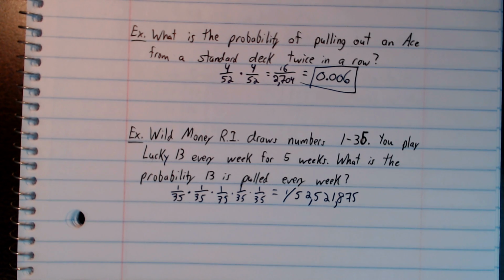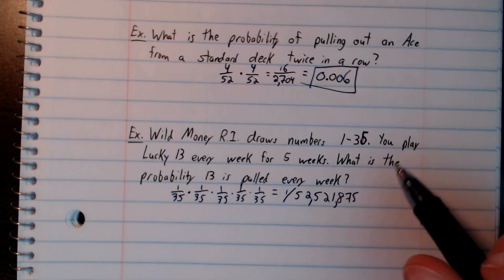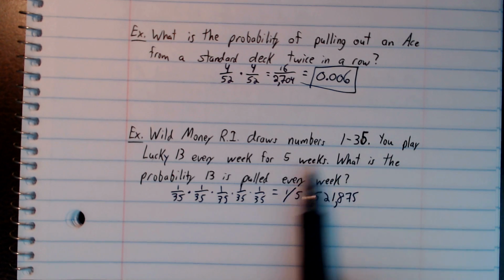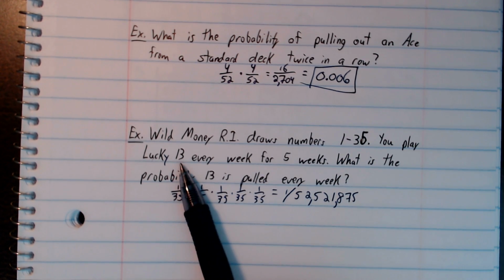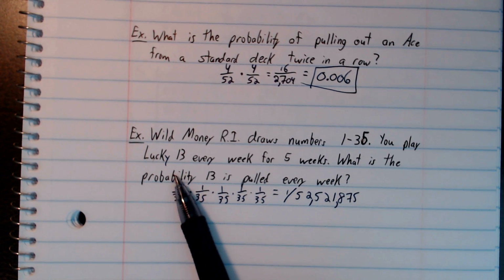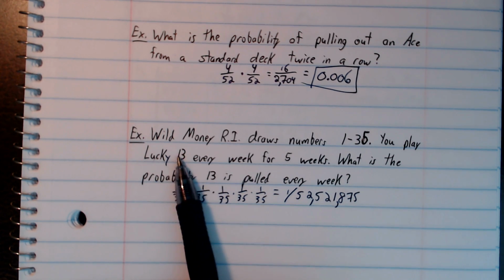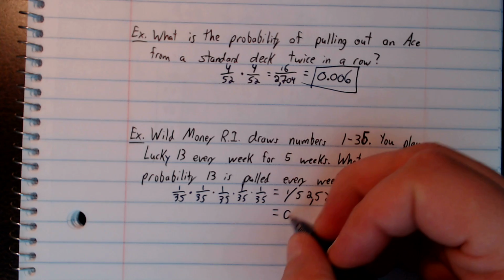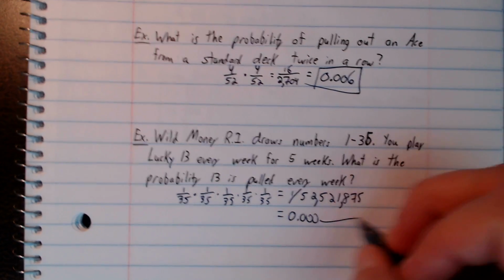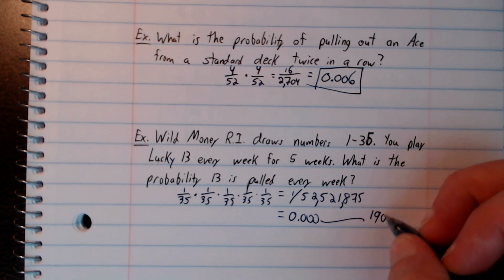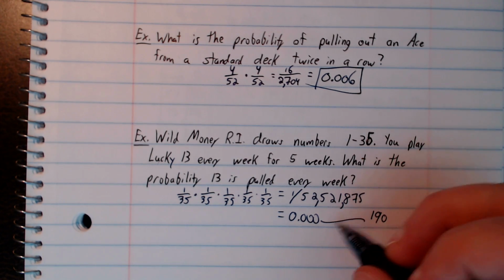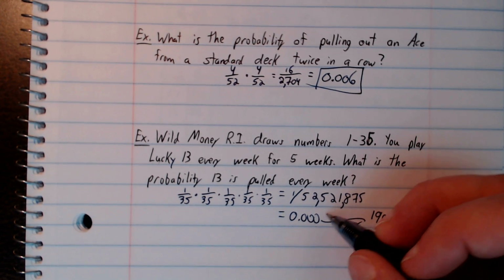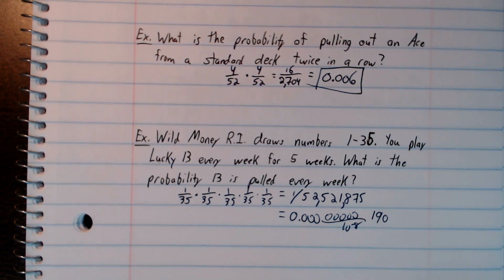521,875. Yeah, it's coming up with something to the -8 power. So if you play Lucky 13 every single week for 5 weeks in a row for that number to show up every single time, not very likely. All right. By the way, this was 10 to the -8, so there's 5 more zeros in here. Okay, enough about that.